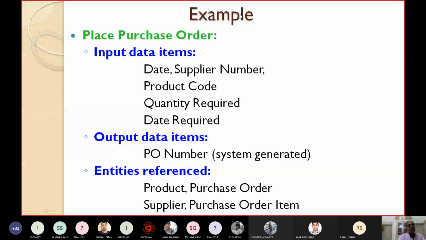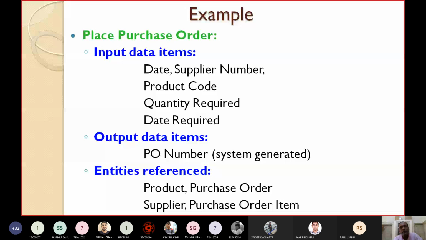Now quickly take whatever items I have told, that 5 components are required. How can you find out the function point, how you can estimate? It's a very rough, simple example. After that, I will take more concrete examples.